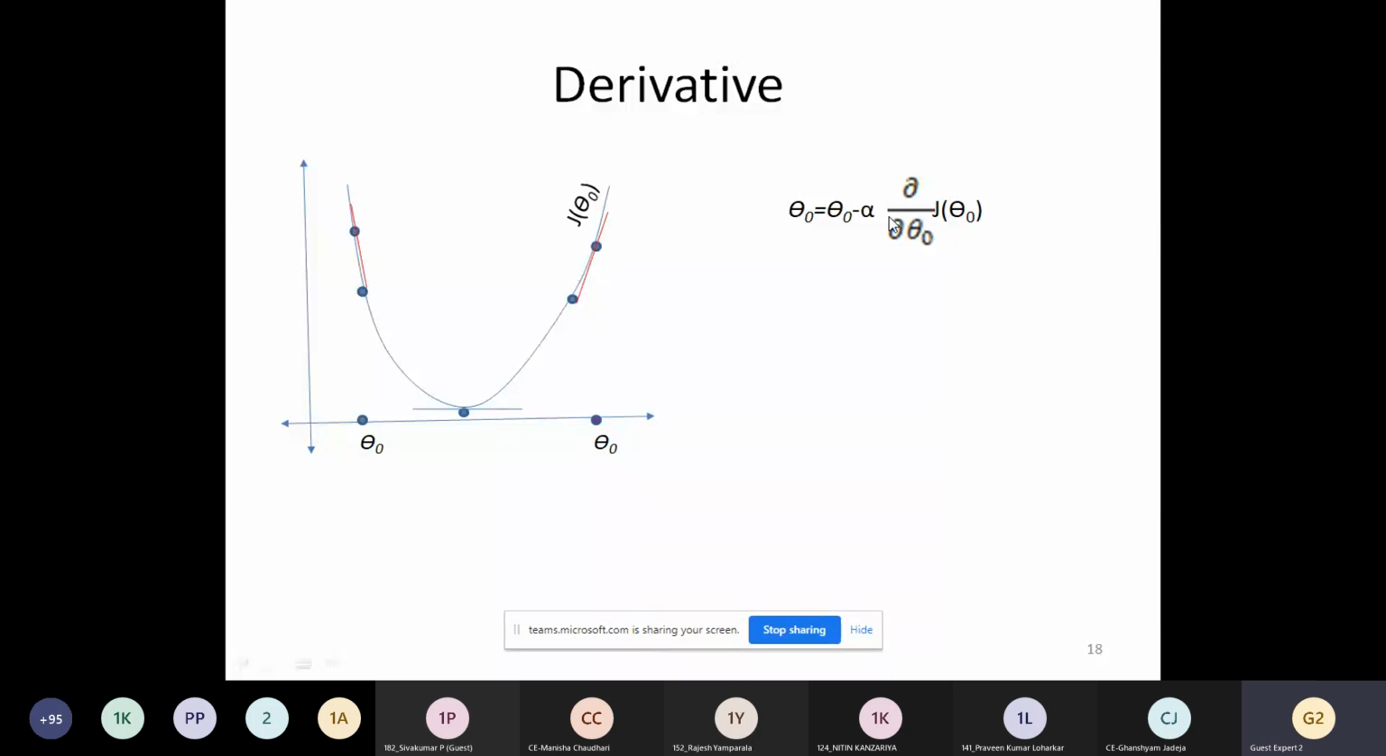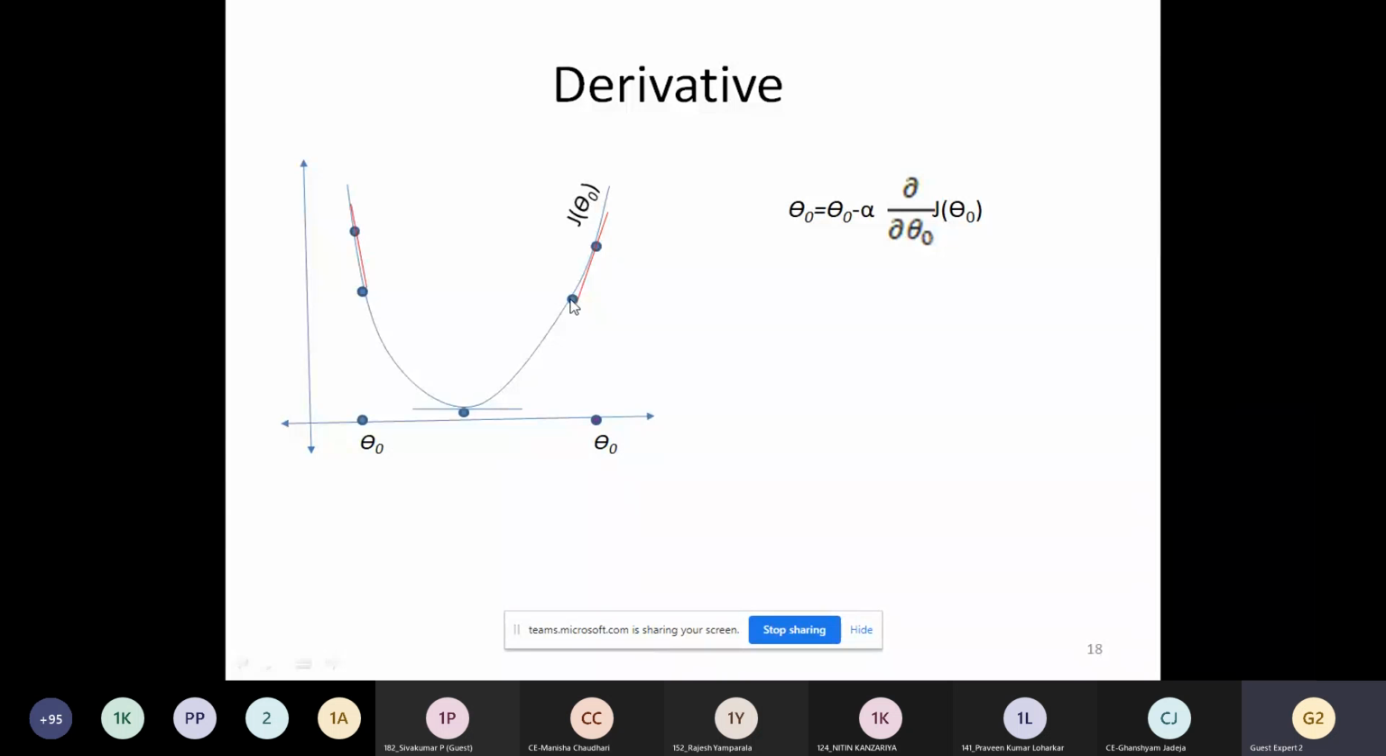Now, if you multiply that positive number with alpha, alpha is also positive, so you will get a positive number. So theta 0 is equal to theta 0 minus some positive number. So you will find a theta 0 which is less than your previous value of theta 0. So you are moving toward the minimum. Your minimum is here, the minimum cost is here. You assume theta 0 is equal to this. So after the first iteration, you are moving towards the minimum.